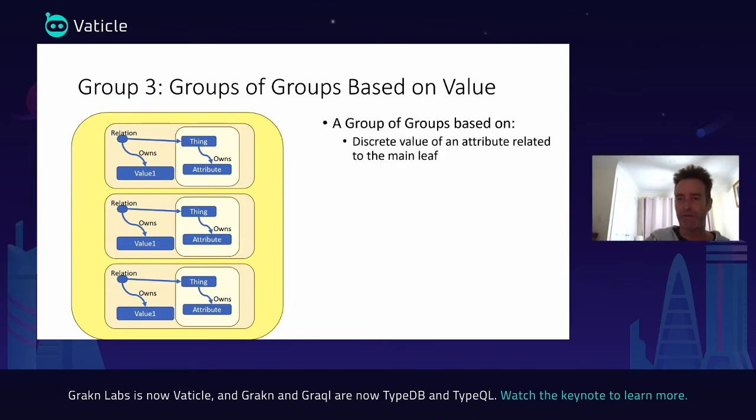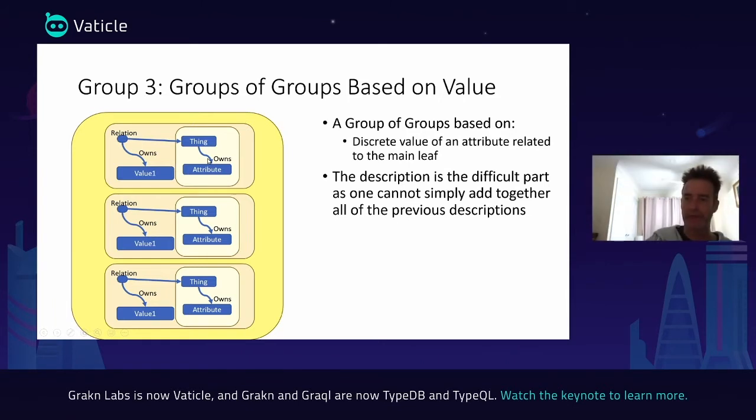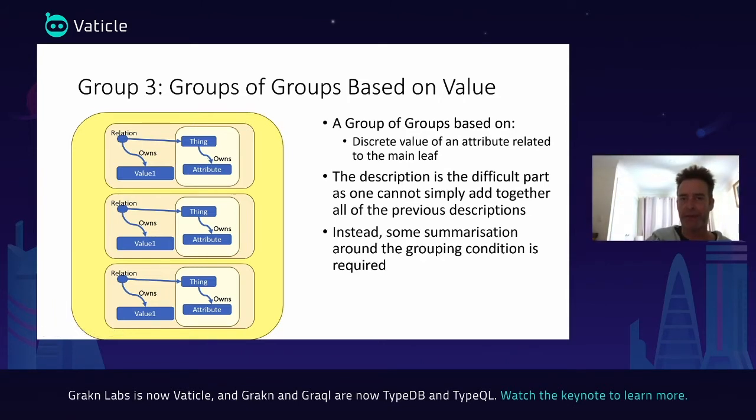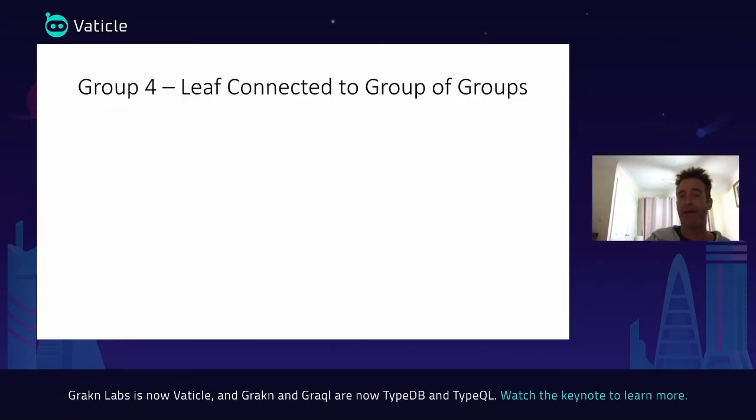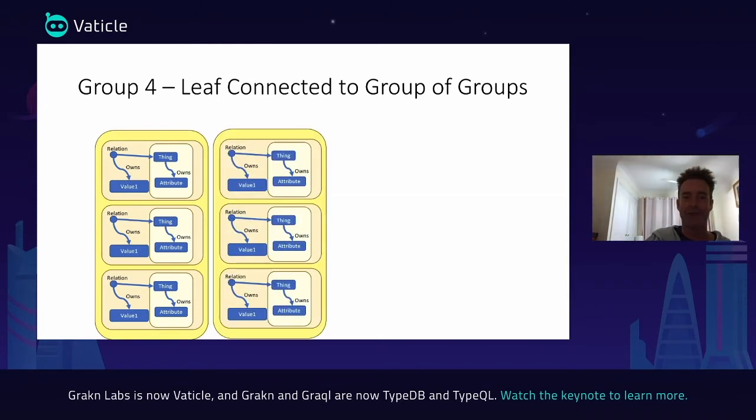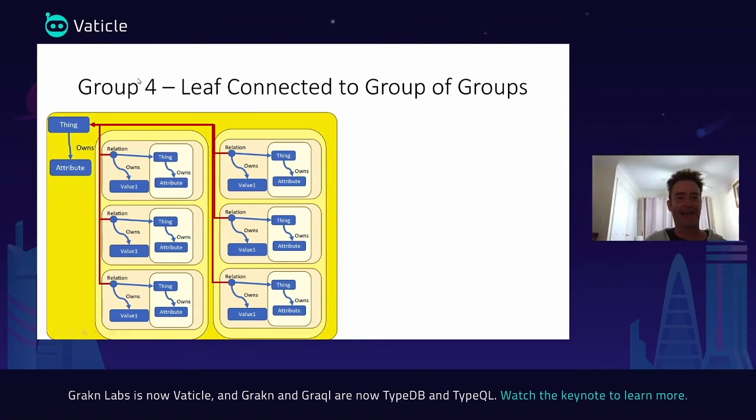So my third type of group, what I call a group of groups, is where I've got these essentially nested patterns, and these then have some common attribute through which they can be grouped. And then finally, I've got those things also grouped. So I've got a main leaf with sub leaves that owns groups of groups.